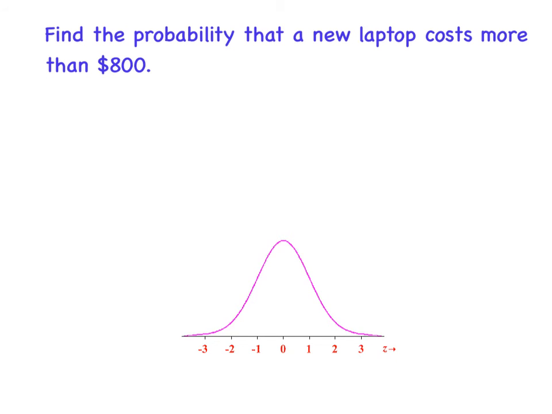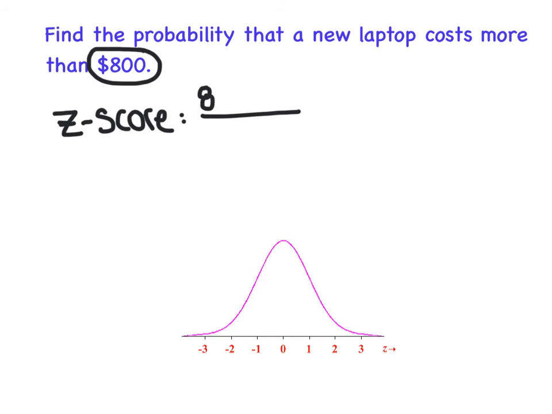Okay, we'll stick with the same data here, as far as the laptops go, and now we want to figure out what's the probability that a new laptop costs more than $800. So what I want to do is find the corresponding z-score for a laptop that costs $800. So the first thing we're going to do is take that $800 and subtract off the mean, minus 650. And then once we subtract off the mean, we're going to divide by the standard deviation. And let's see what z-score that gives me.